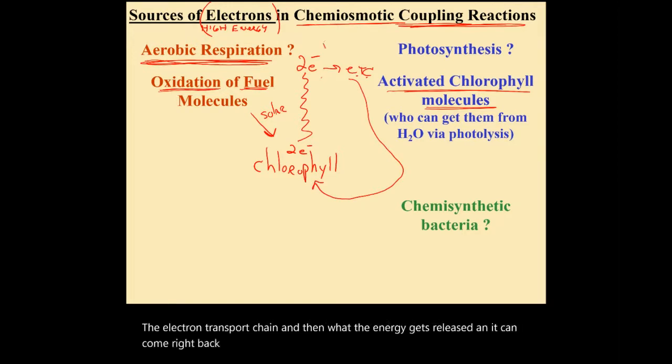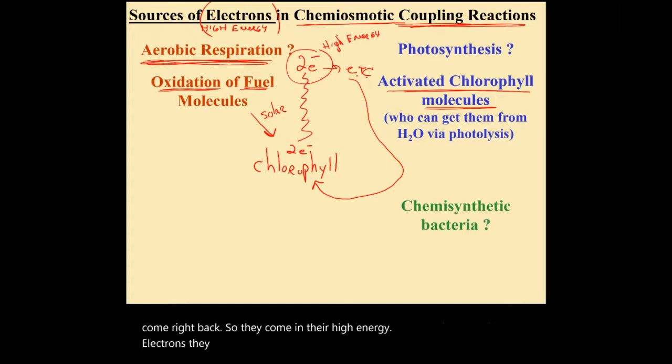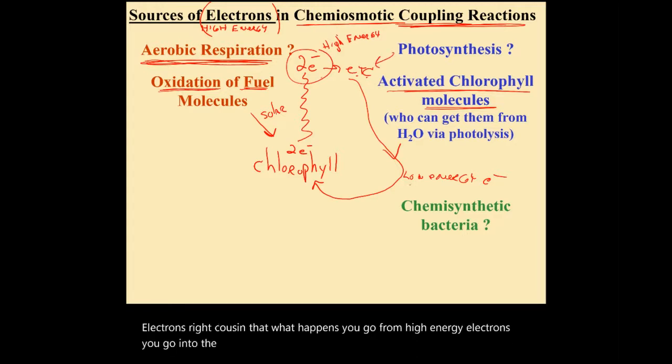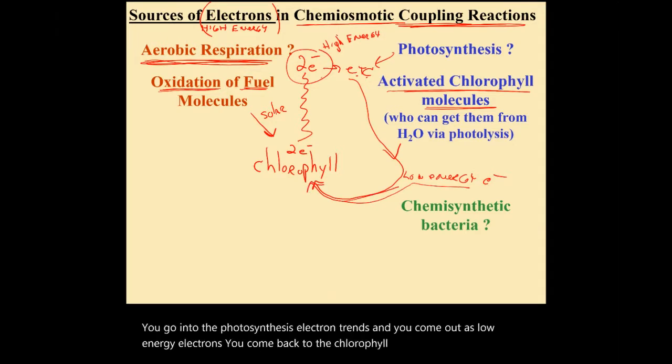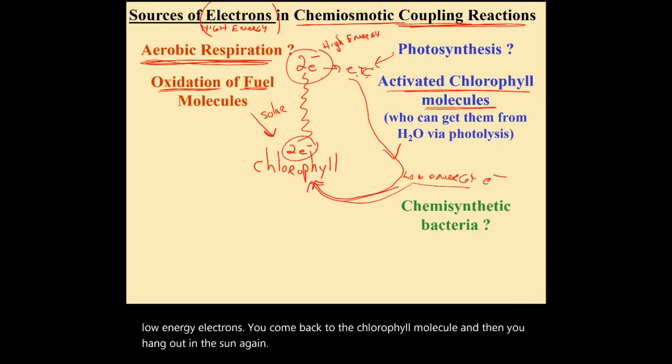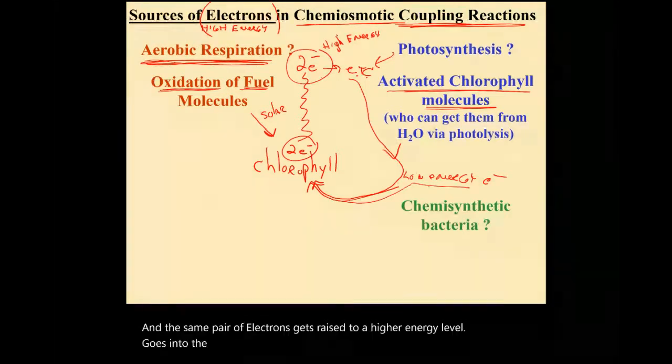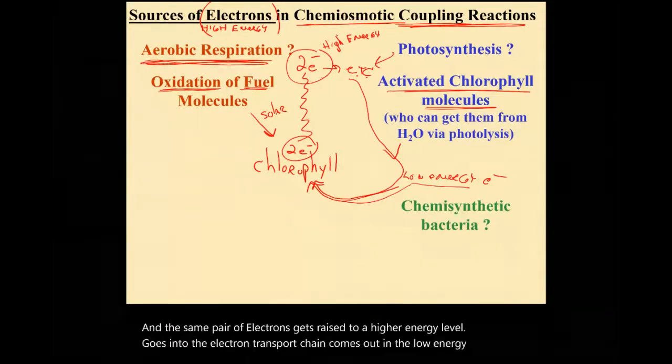So they come in, they're high energy electrons. They go into the electron transport chain and they come out as low energy electrons, right? Because isn't that what happens? You go from high energy electrons, you go into the photosynthesis electrons, and you come out as low energy electrons. You come back to the chlorophyll molecule, and then you hang out in the sun again. And the same pair of electrons gets raised to a higher energy level, goes into the electron transport chain, comes out in the low energy level. And you go back again. This is called cyclic.